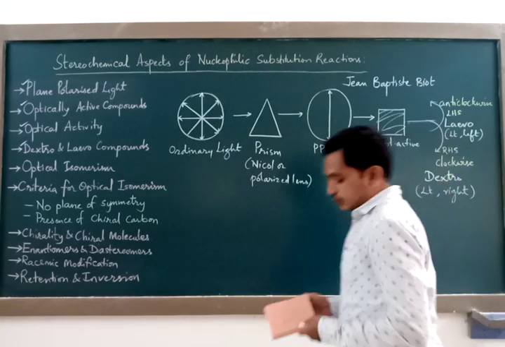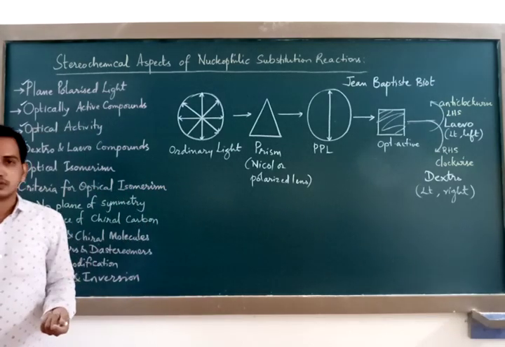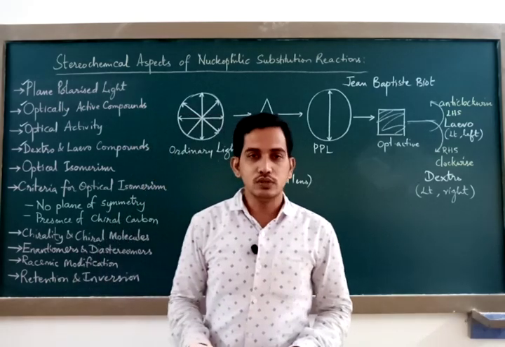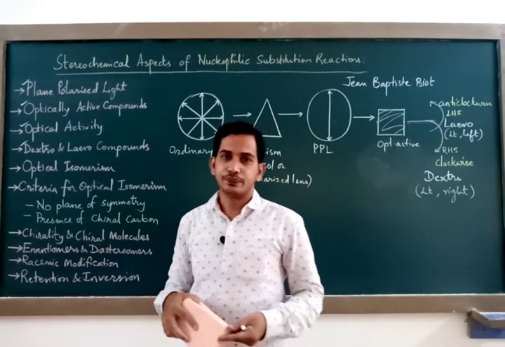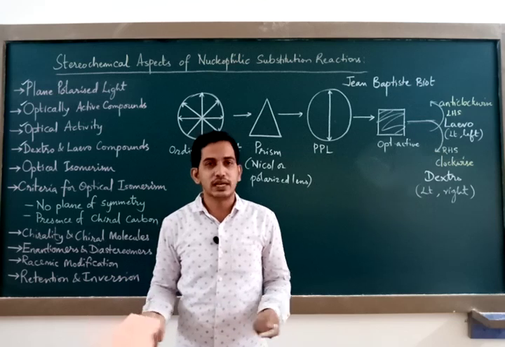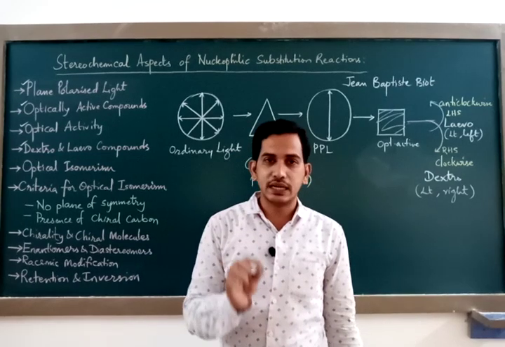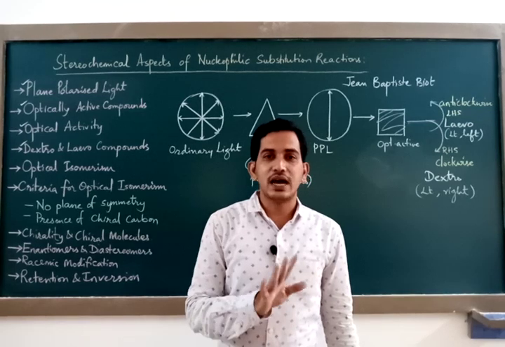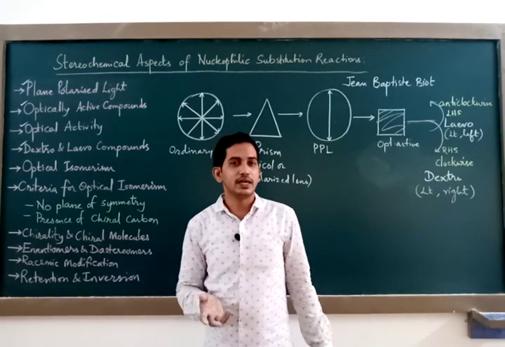Then what is optical isomerism? Optical isomerism is defined as a phenomenon in which two or more compounds have the same structural formula and the same molecular formula. But how do they differ? They differ only in the mode of rotation of plane polarized light. Two or more compounds having the same molecular formula and structural formula but differing in the mode of rotation of plane polarized light are said to be optical isomers, and the phenomenon is called optical isomerism.